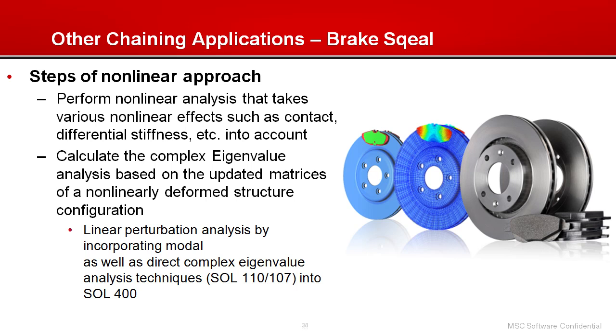As far as the chaining applications are concerned, sheet metal forming is another one where the pre-stress is done implicitly. Deep drawing and sheet metal forming is performed explicitly, and then you can switch from explicit back to implicit to simulate the spring back effects by using analysis chaining.